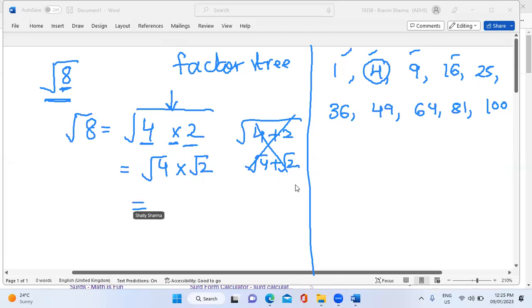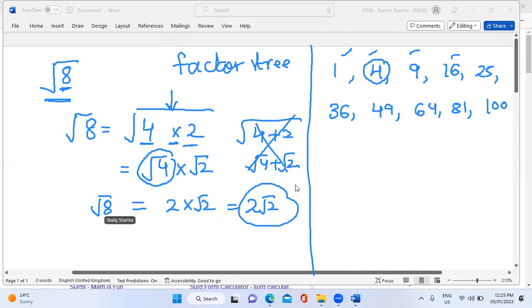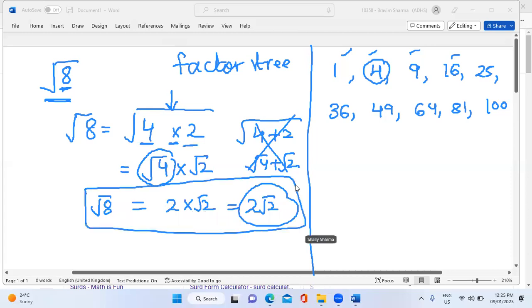So now we know square root of 4 is 2, times square root of 2. So the answer is 2 square root of 2. So square root of 8 can be written in simplified form as 2 square root of 2. This would be used in addition and subtraction of surds.